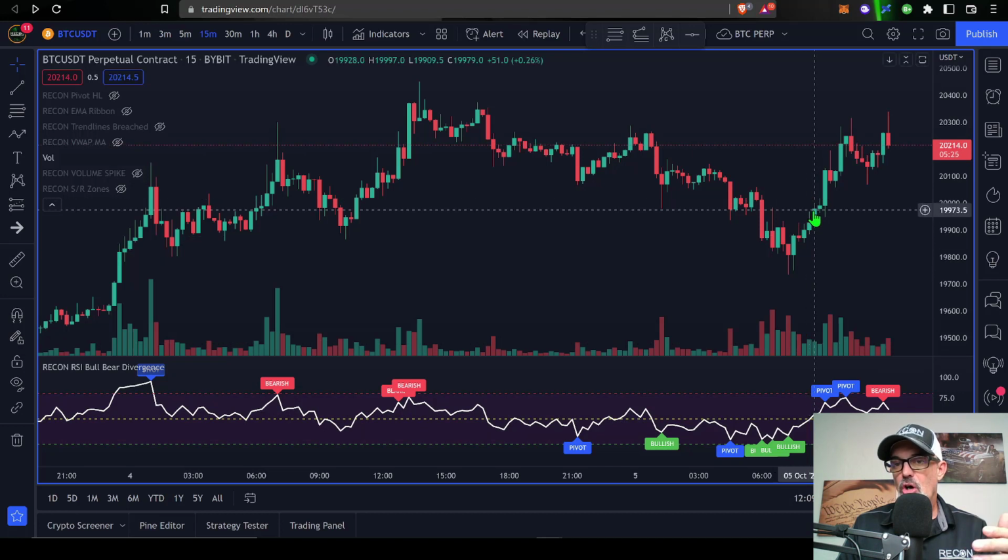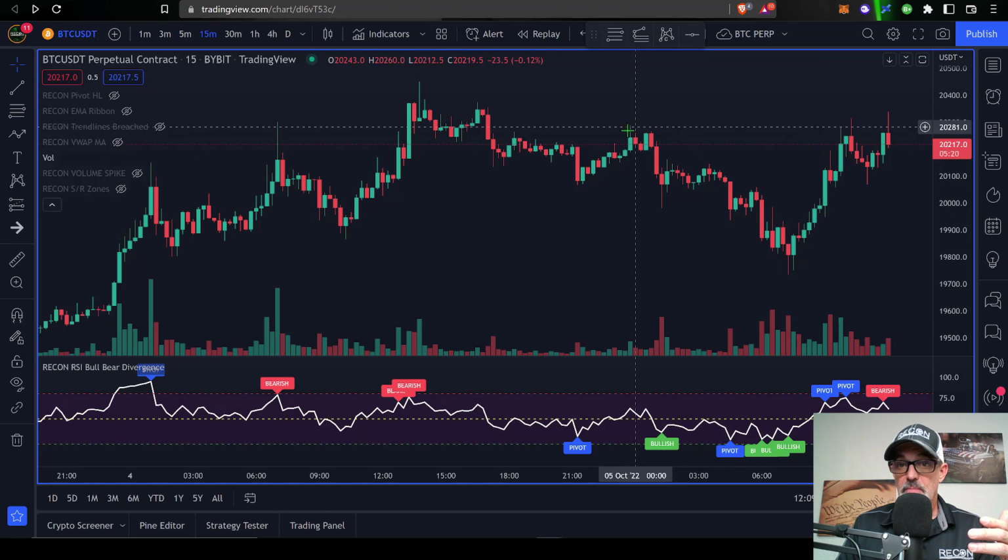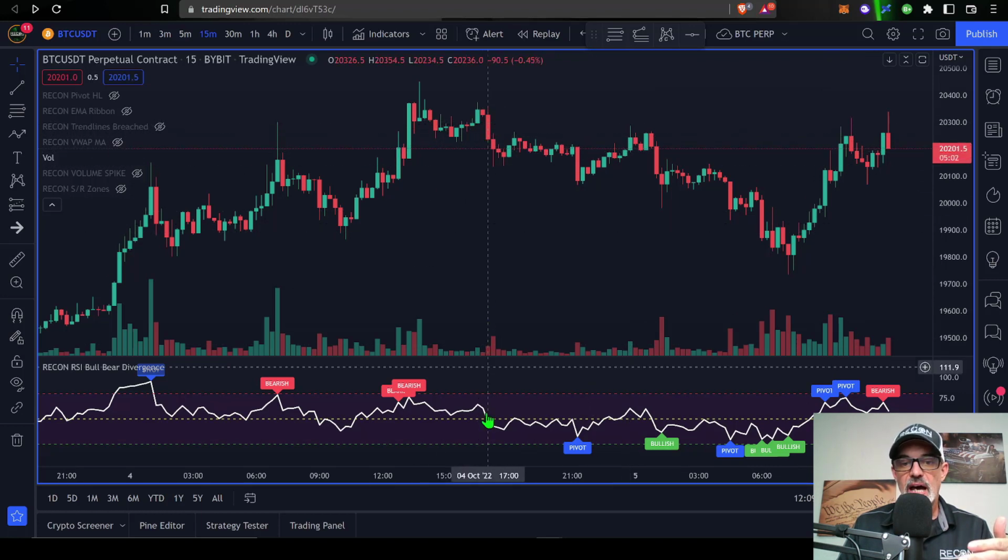And if you had gotten long on the close of this candle and perhaps had your profit target back up here at resistance, you would have captured a nice little profit. Now on the flip side, I don't typically get short unless the RSI is below this 50 level or the yellow line.